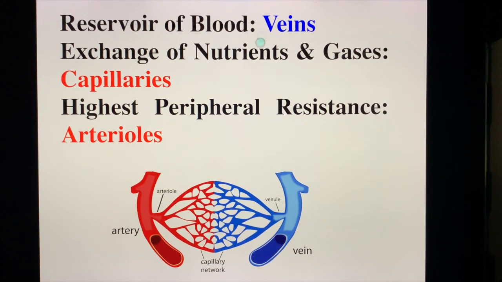Now, the reservoir of blood is found in the veins, and the exchange of nutrients and gases occurs in the capillaries, while the highest peripheral resistance is found in the arterioles. So as you can see below, on the left is the artery, on the right is the veins. The vein is the blue, the artery is the red. Then you have your arterioles, the venules, then the capillary network. So reminder, take this to the boards. Highest peripheral resistance is the arterioles, venules and veins is the reservoir of blood, and the capillaries is where there's exchange of nutrients and gases.